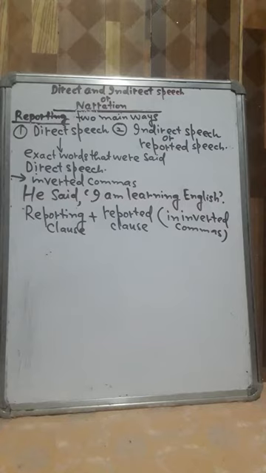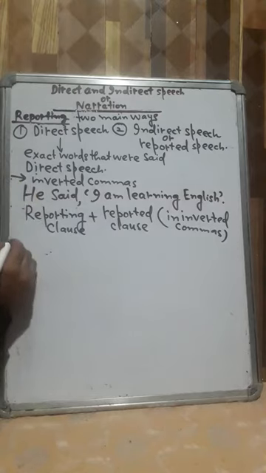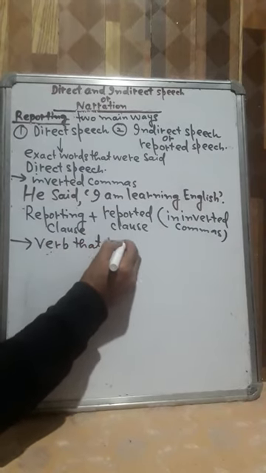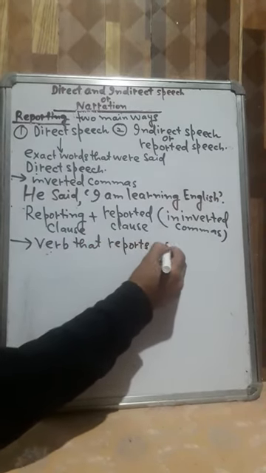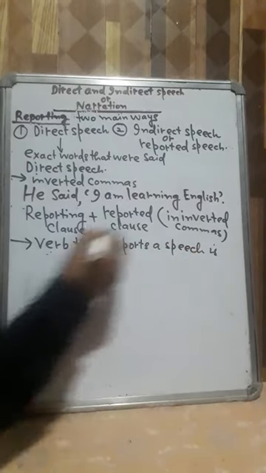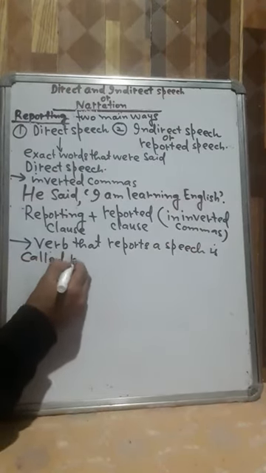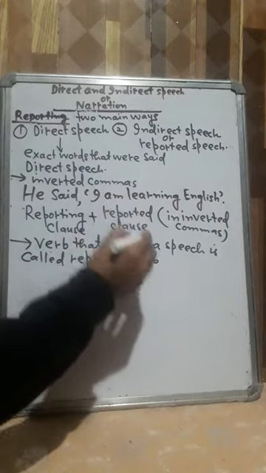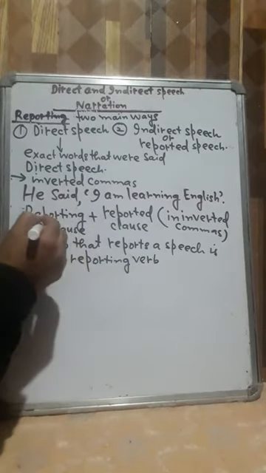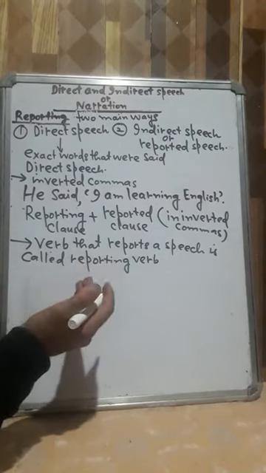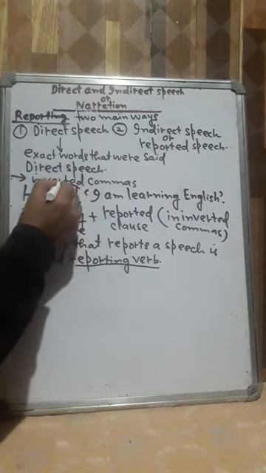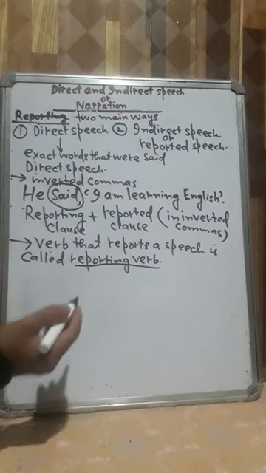The verb that reports a speech is called a reporting verb. Or they have other names, introducing verb or introductory verb. In the example, he said. Said is a reporting verb or introductory verb.